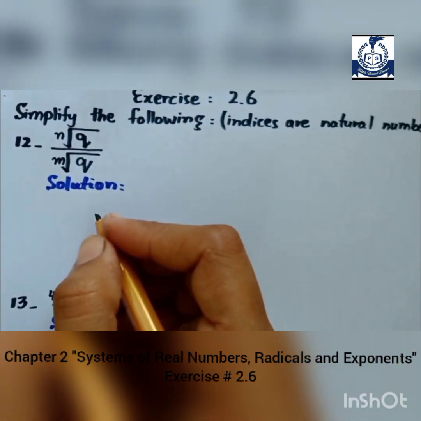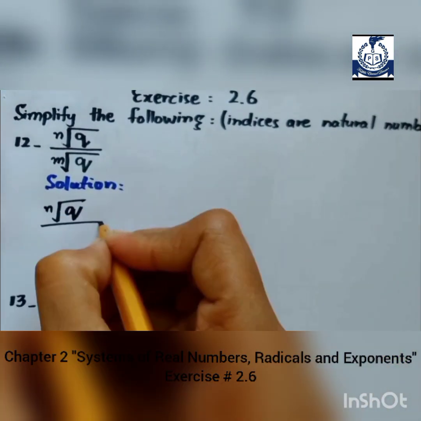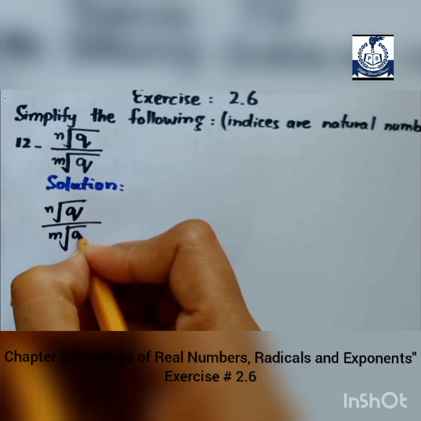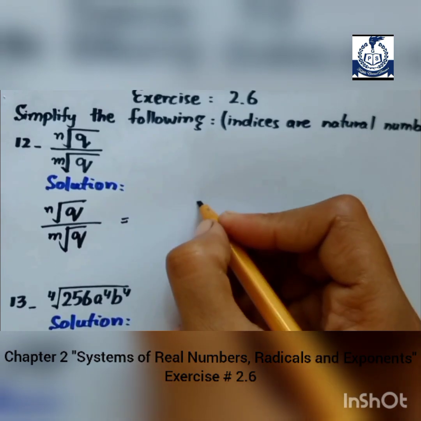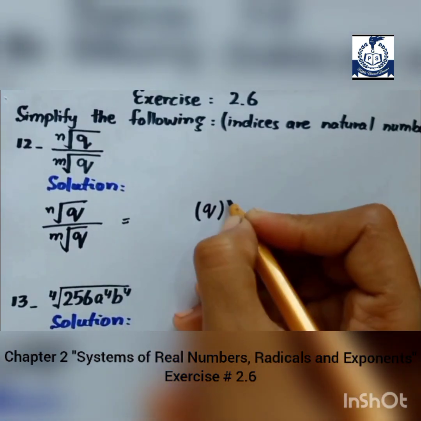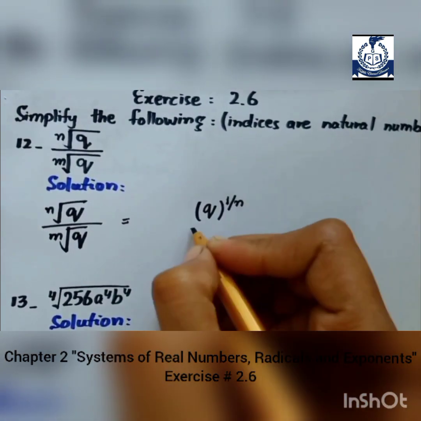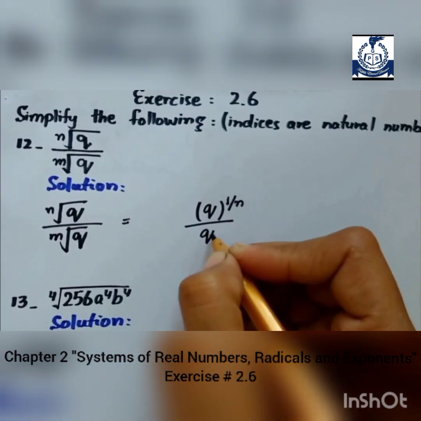Question number 12 is n root q divided by m root q. So here I write n root q divided by m root q. In place of n root we can write q power 1 upon n, and in place of m root, we can write 1 upon m.